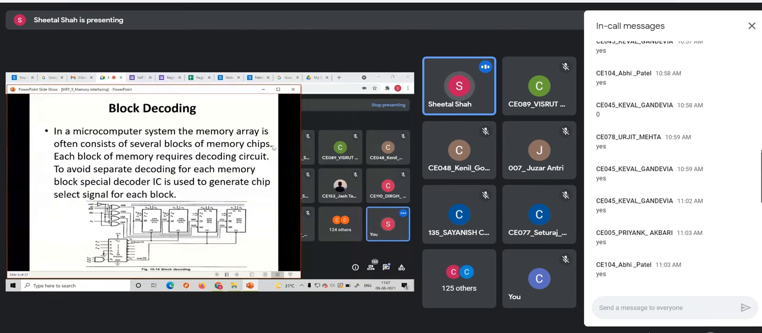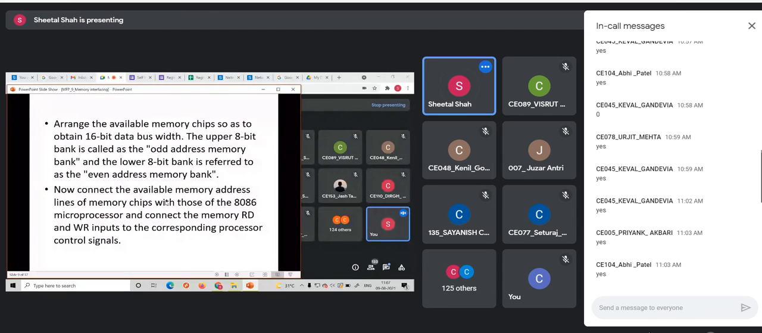And to select these ICs, we require the chip select signals. And this chip select signal can be generated by using these 3x8 decoders. Okay. Not only 3x8 decoders, any n cross 2 raised to n decoder. To avoid a separate decoder for each memory block, a special decoder IC is used to generate the chip select signal for each block. So we'll see how to do this.